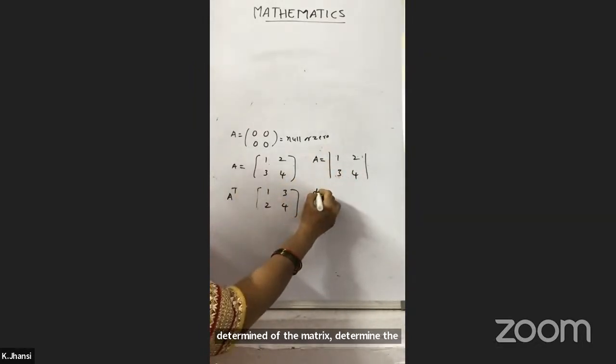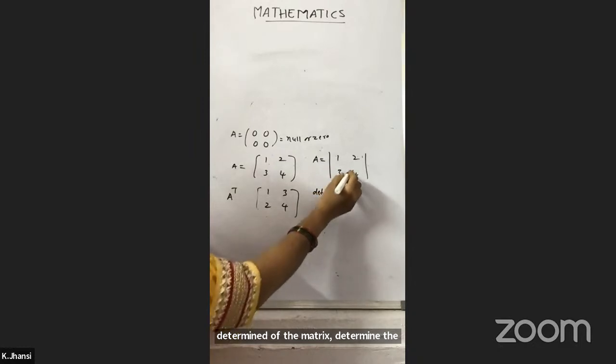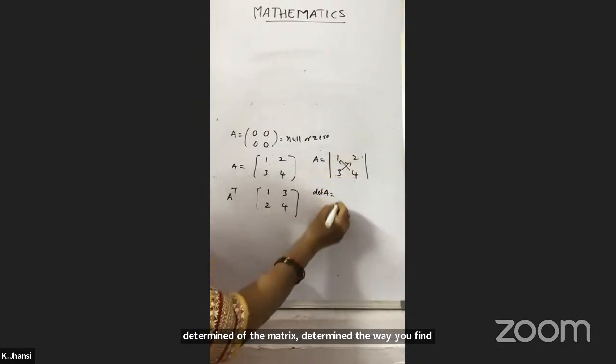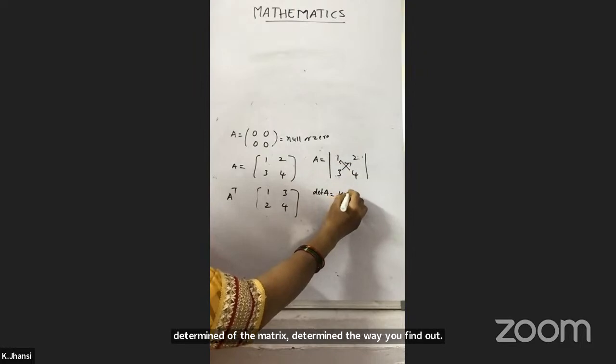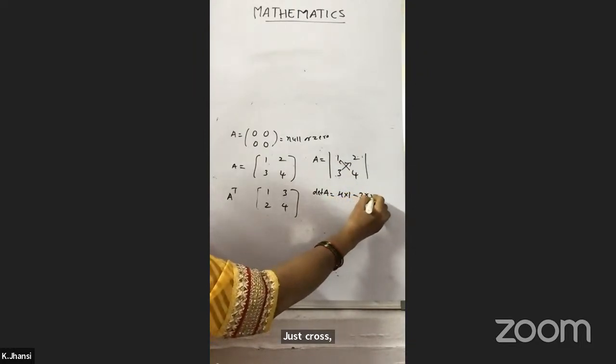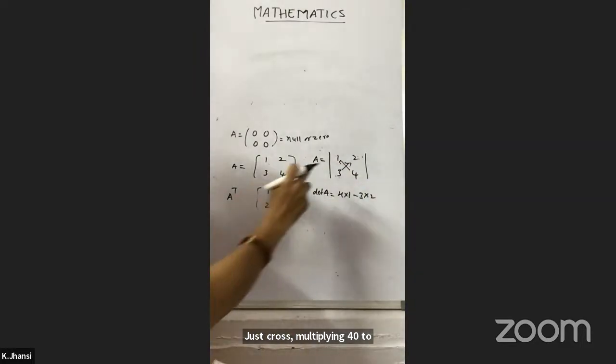Determine the value, find out the LNT, the det A is equals to, just cross multiply this one. 4 into 1 minus 3 into 2. Okay, that is for 2 by 2.